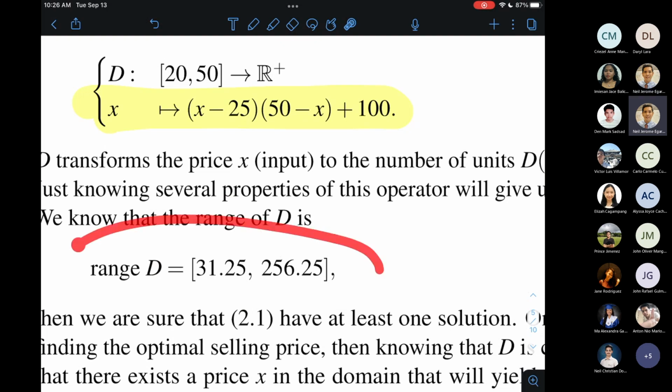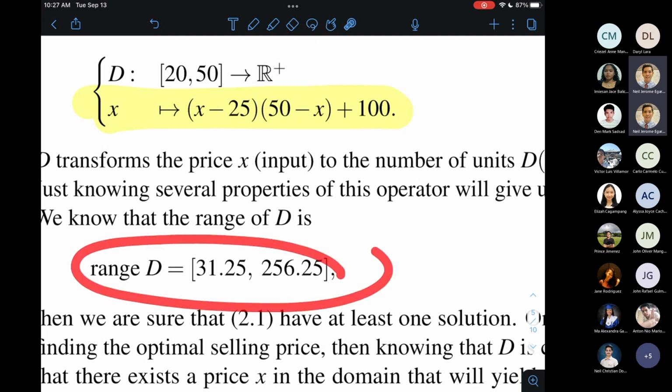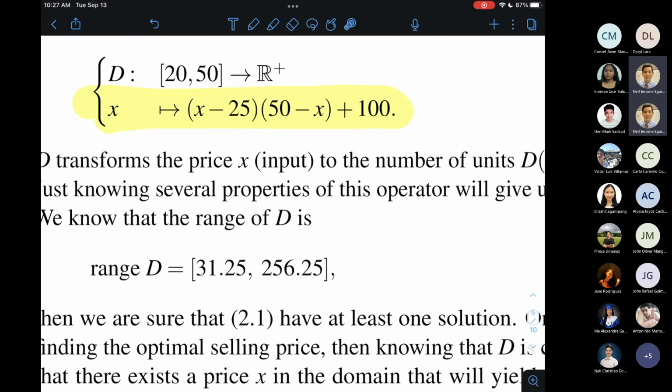So, a knowledge of the range can tell us ano yung mga posibleng outputs, right? So for instance, if I ask, what should be the price for the commodity so that I'll get 50 units demanded? So I know, right, with only the knowledge of the range of my operator or my function, I know that there will exist at least one solution. Kasi si 50 nandun sa range, even without doing the math.